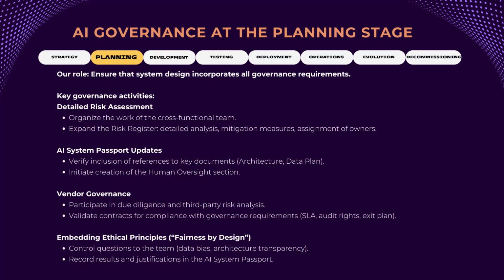Second, we oversee updates to the AI system passport. We ensure the project team promptly adds critical sections reflecting planning outputs. The model section should link to the approved architecture document. The data section should link to the data management plan. We initiate creation of the human oversight section where, together with the product owner, we describe how and when a person can intervene in the system's operation.